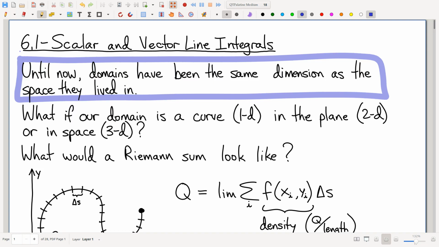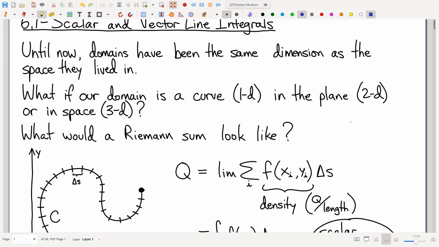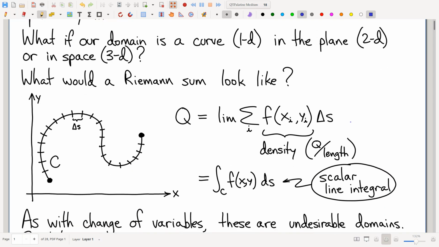And they all have this common feature, and that is the domains are the same dimension as the world that they live in. So, for example, if you do a double integral, your domain is 2-dimensional, and it is a 2-dimensional region in a 2-dimensional world. Right? So, on the other hand, here's a very reasonable question. If I have a curve like this.